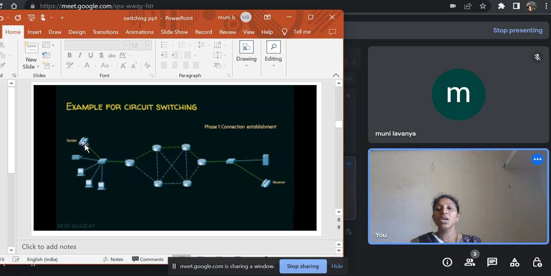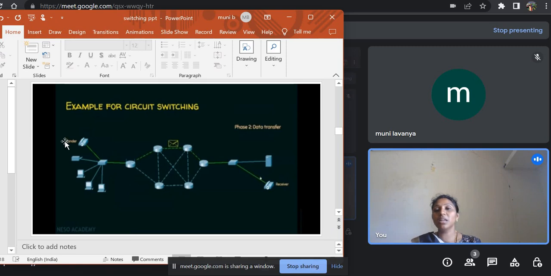First, it chooses the path by which it wants to transmit the data. Here it chooses the route from all the ways. It has various ways, from here to here, here to here. It may transmit the data like here and here and here, but it chooses only one way, and establishes the connection between the sender and receiver. After that, it transmits the data.